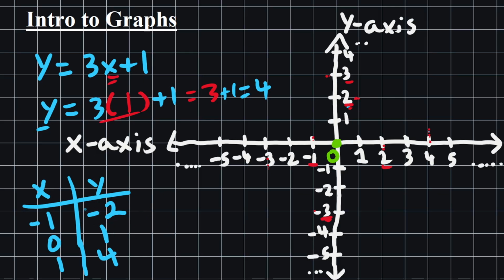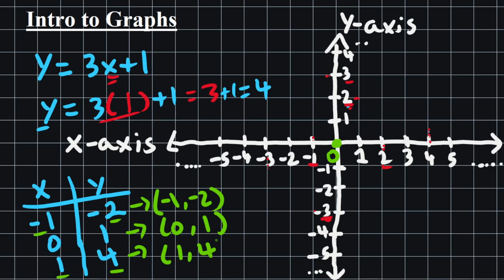Good. So now that we have this table with x values and y values, let's represent all of them as ordered pairs. X comma y is how you represent an ordered pair. So what's x in this case? This is -1. So -1 comma -2. Good. And let's do this next one. This is 0 comma 1. And this next one right here is 1 comma 4. X comma y, 1 comma 4. And let's go ahead and plot these points.